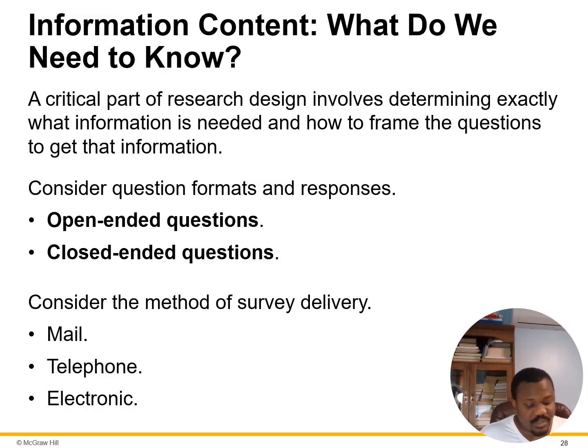Now, what do we need to know? A critical part of research design involves determining exactly what information is needed and how to frame the questions to get that information. Consider question format and responses, open-ended questions and closed-ended questions. We have to look at them very well. They help answer what we need to know. So consider the method of survey delivery: by mail, telephone, or electronic.